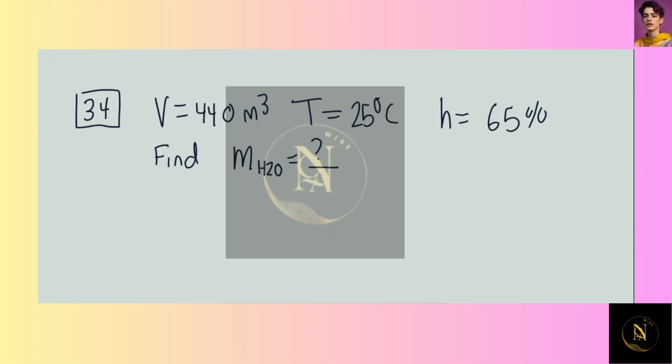All right, in this problem, we have a room with a volume of 440 cubic meters at a temperature of 25 degrees Celsius with a humidity of about 65%. And we were asked to find the amount of water that can be evaporated from an open pan. Now, the total amount of water vapor that can be in the air can be found from the saturated vapor pressure, which is given in table 18-2.